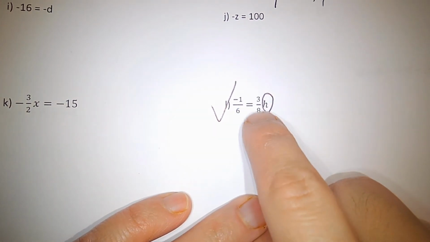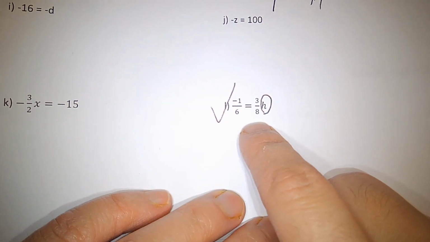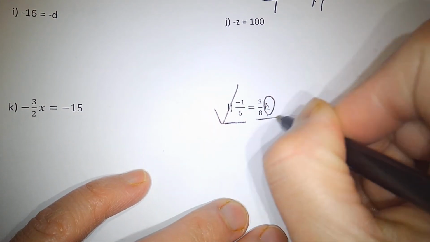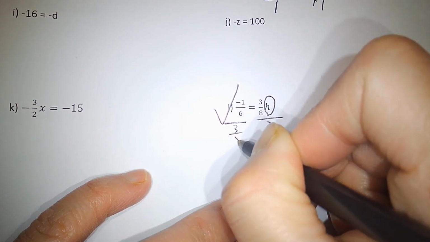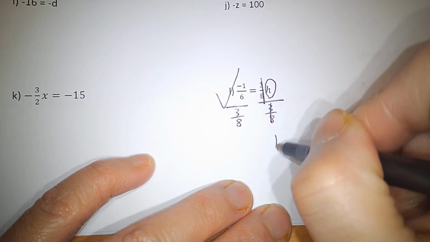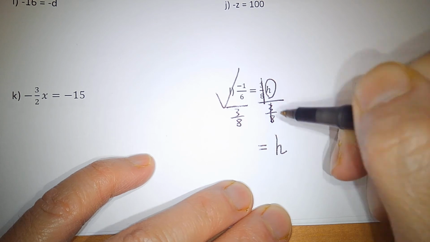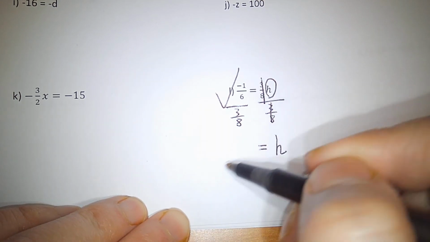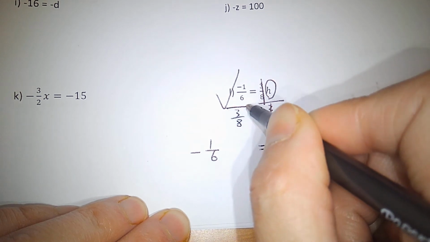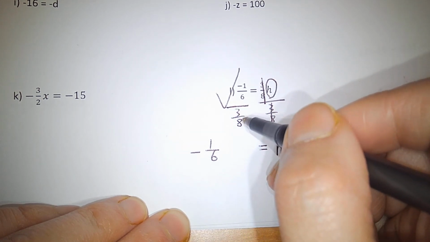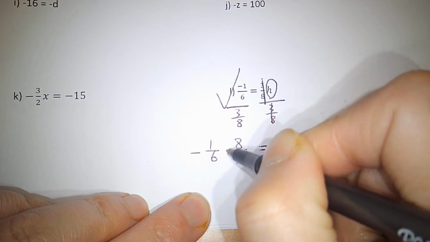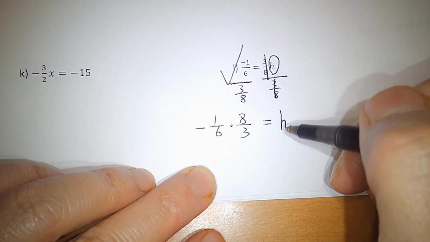How to get rid of 3 over 8? Divide, yes. Divide by 3 over 8 from both sides. So, the right side will be our isolated variable h. On the left hand side we should have what? Negative 1 over 6 divided by 3 over 8 is equivalent to what? Multiply by 8 over 3.